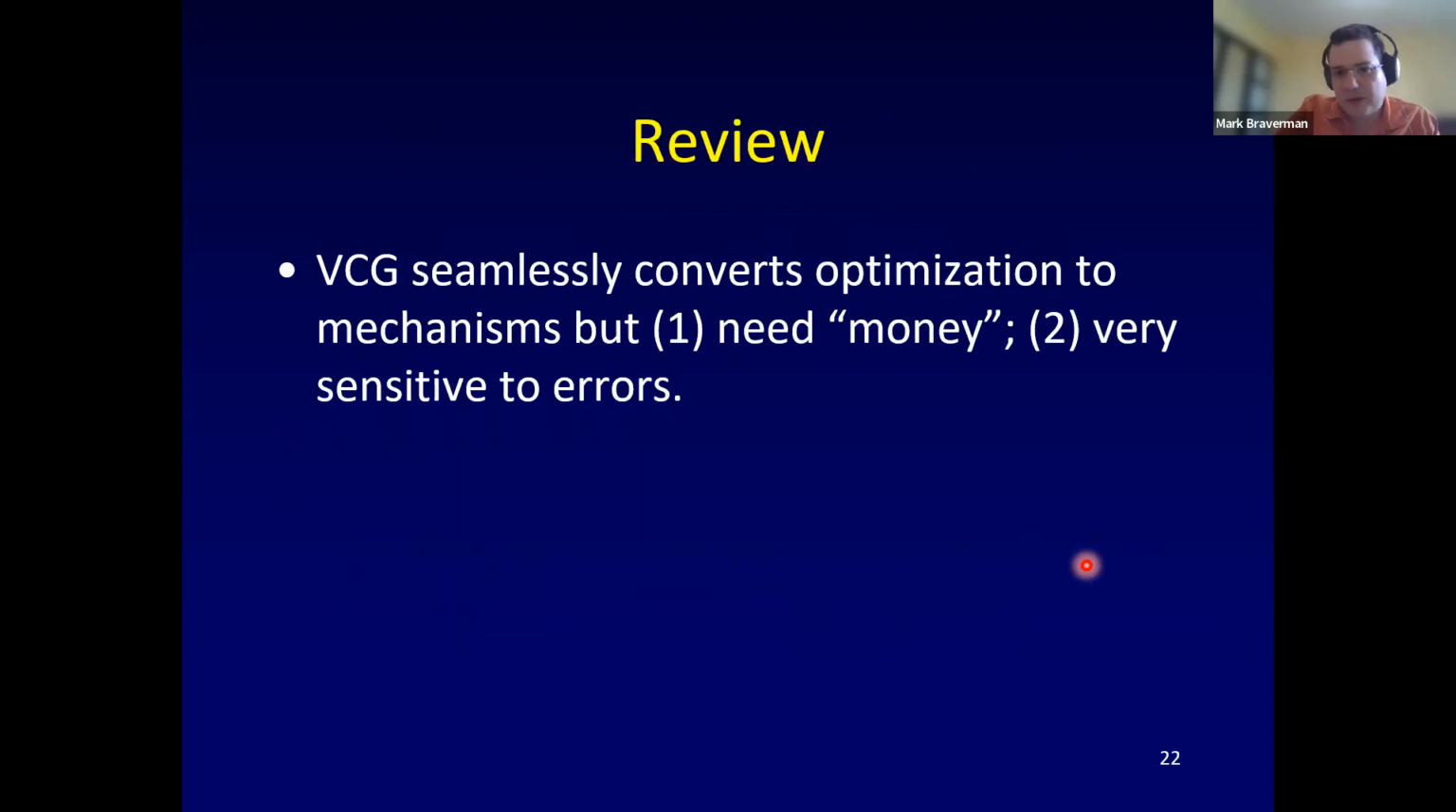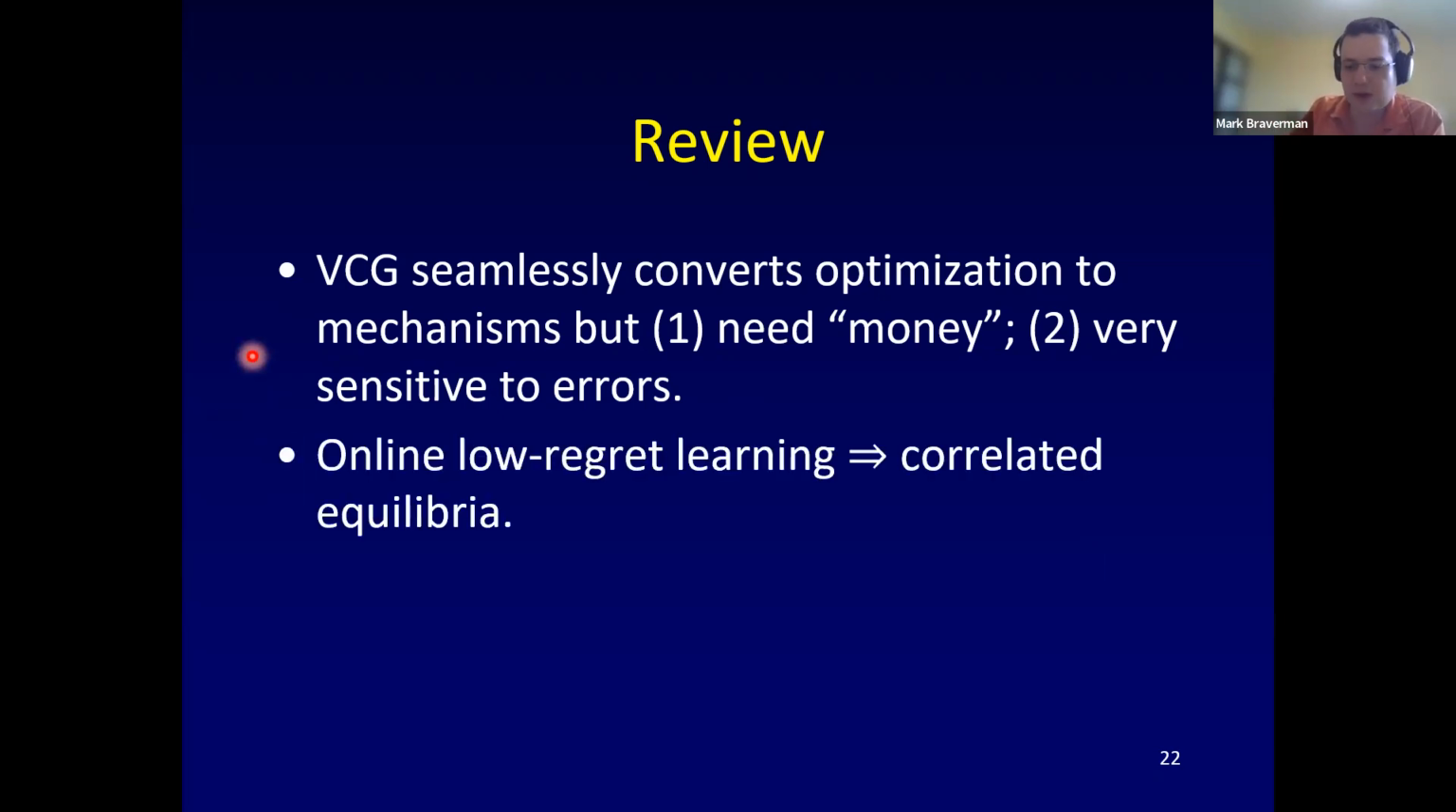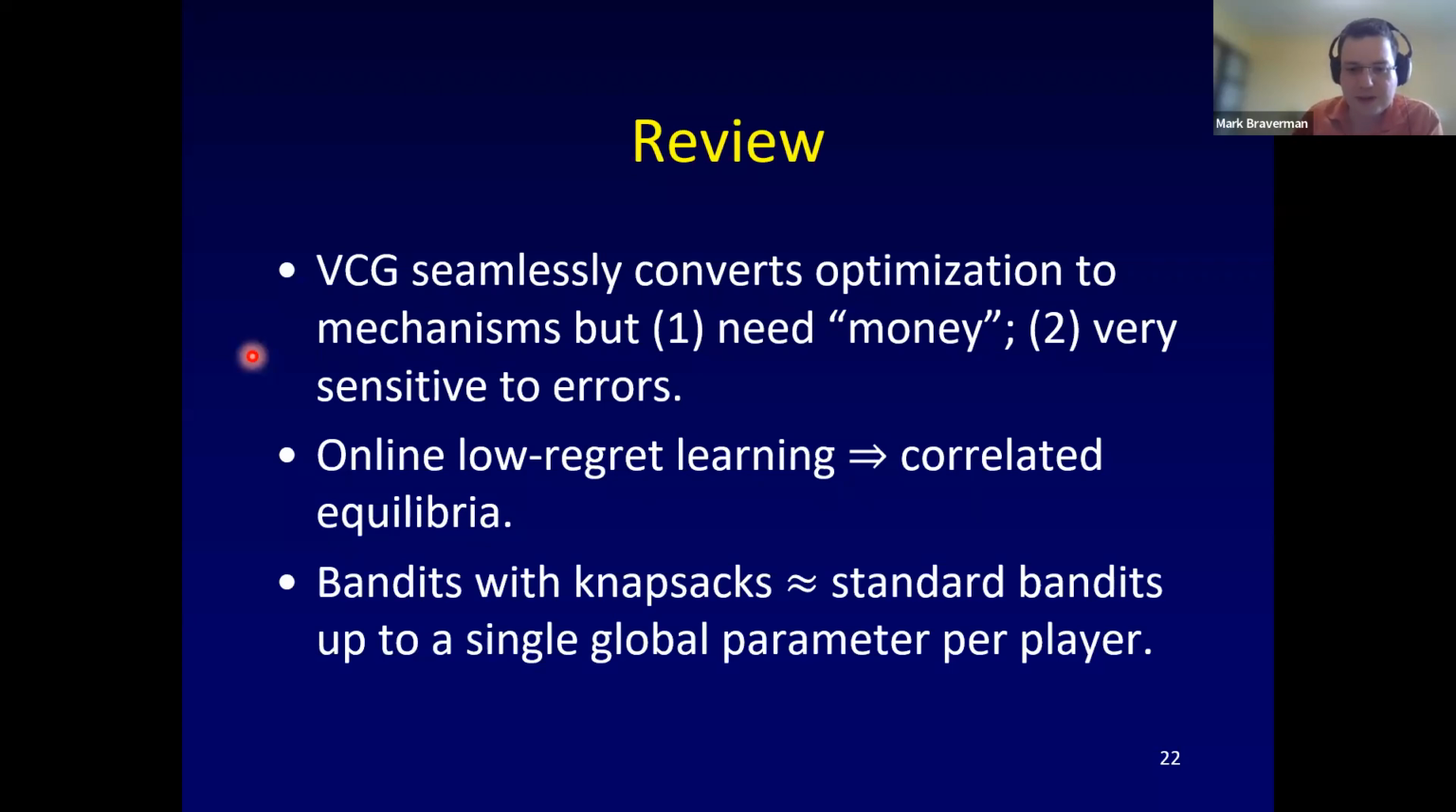Okay, so it's been a very long introduction because we had to cover many different ideas from different backgrounds. I hope that you've seen some of those things before, but probably not all of them, and different people have seen different things. But the main ideas are that we have VCG, which seamlessly converts optimization to mechanisms, but needs money and is very sensitive to errors, so it cannot be used in a complex algorithm. We have online low regret learning corresponding to correlated equilibria, and we have bandits with knapsacks that, up to one parameter, correspond to standard bandits.